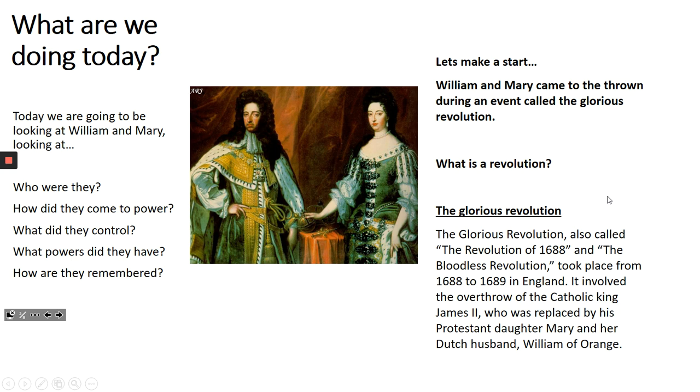So straight away we can see that they come to the throne by taking power from Mary's father. A big difference we see there is that her father is Catholic and she is Protestant. And we've already found out there was a big rivalry between Catholics and Protestants. So just finish off that definition, pause the video if necessary, and then we'll move on.